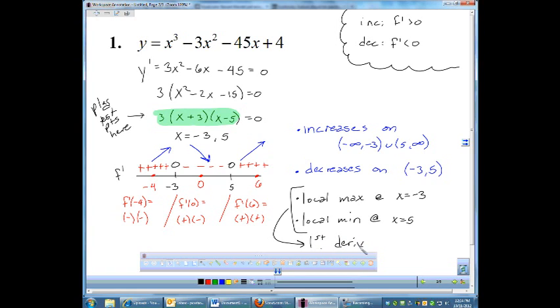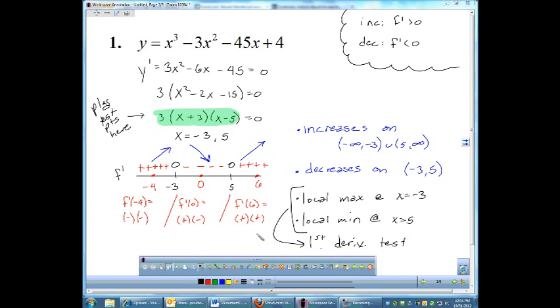When I use my intervals of increase and decrease to determine the location of local extremes, then that is the first derivative test. And that is what we're doing with this section. So critical numbers, do your number line, remember to plug into the derivative. The derivative is what tells you the slopes or when your function increases or decreases.